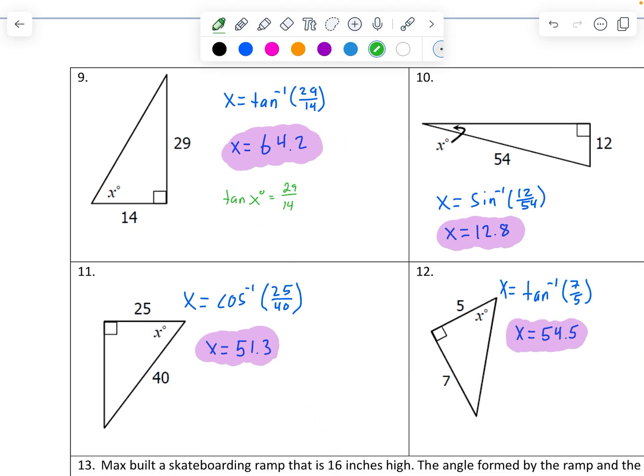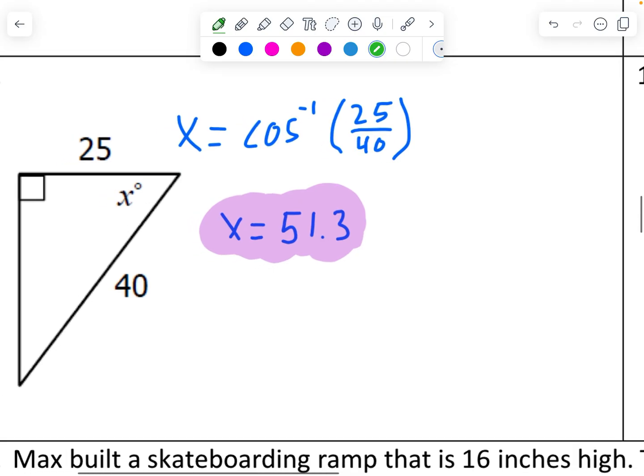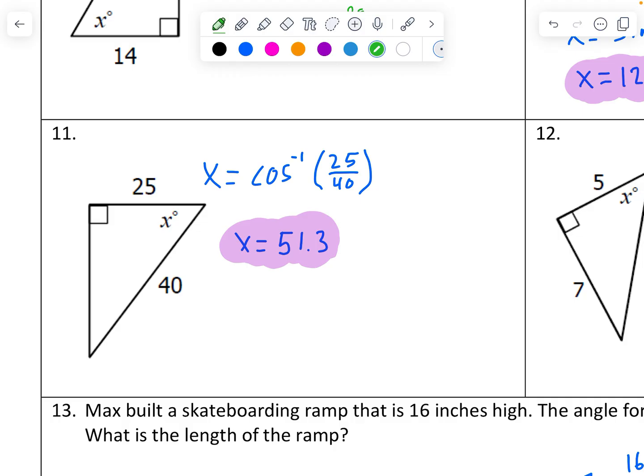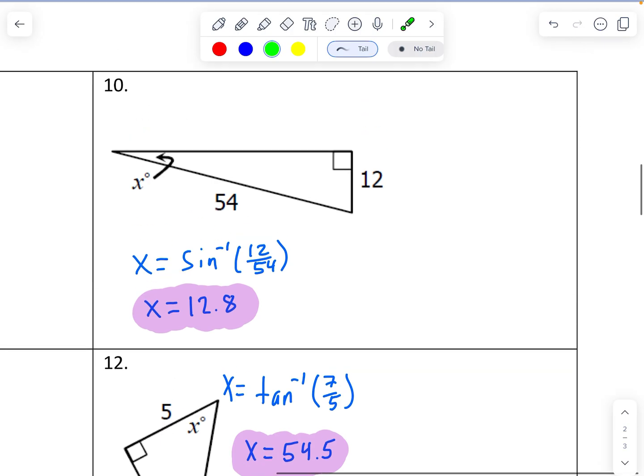Okay, so I'll show that setup on all these. On 11, sorry, I'm going to go down here instead of right, but we have this angle, we have the adjacent and the hypotenuse, so that's cosine. So you do cosine of x degrees equals 25 over 40. To get x by itself, do cosine inverse of this, which is what this is showing.